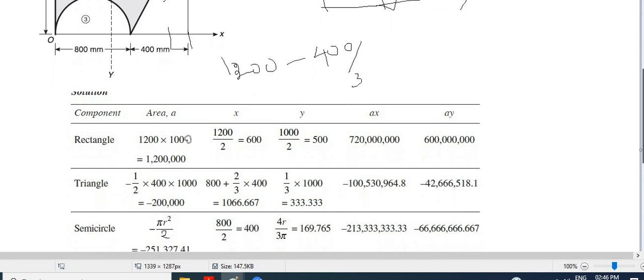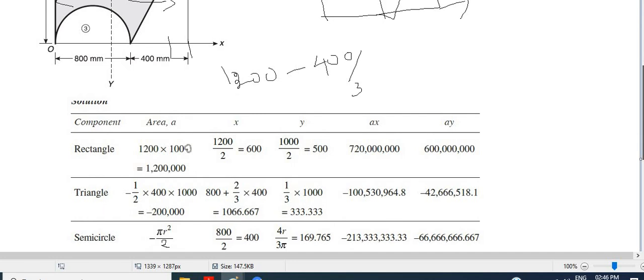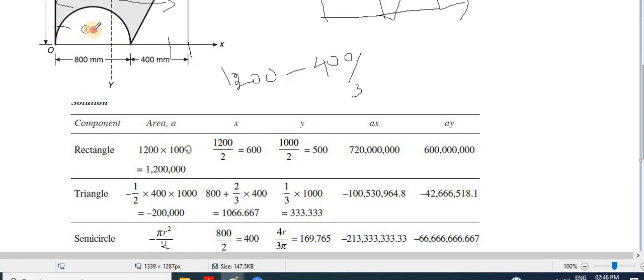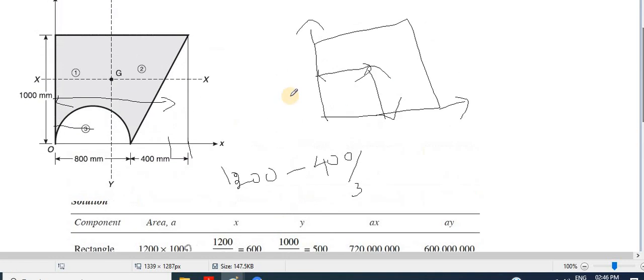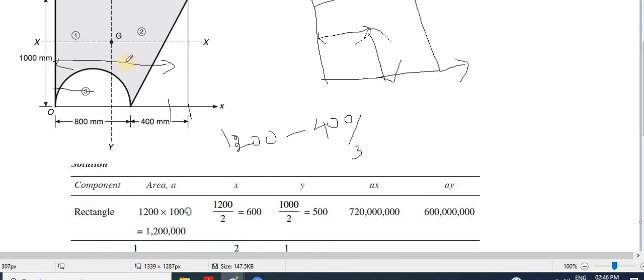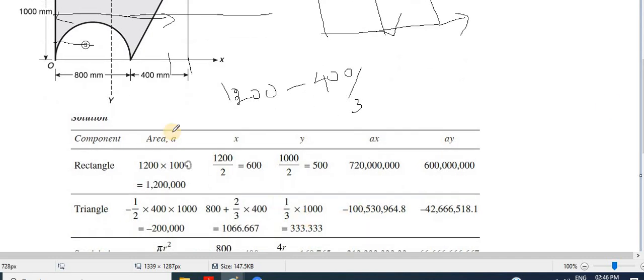Next thing is X3 for the semicircle. What is X3? From here to here half the distance, 800 divided by 2. What is Y1? For a rectangle, half of the rectangle, from here to here. And what is Y2? For a triangle, h by 3. This whole triangle is 1000, so 1000 by 3. What about the semicircle, on a non-symmetrical axis? It is a cut. From here to here, what is the distance? 4r by 3. That is what is here.